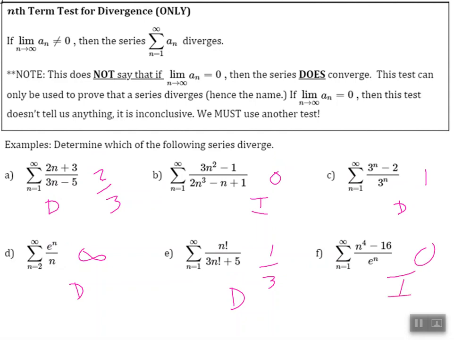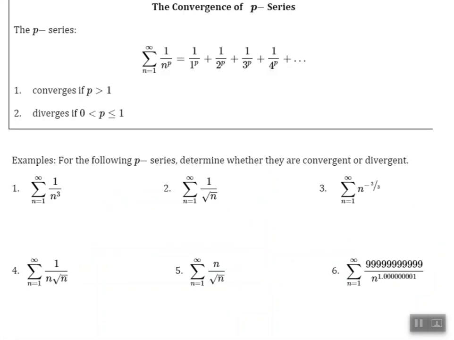All right, so that's all there is to the nth term test for divergence. You just take the limit. If it's not equal to 0, it diverges. A 0 does not mean that it converges. It means it's inconclusive, and we would have to use a different test.